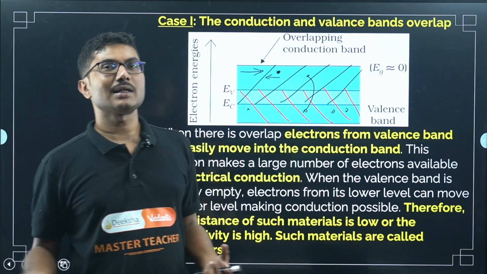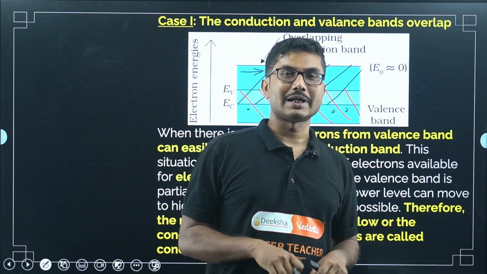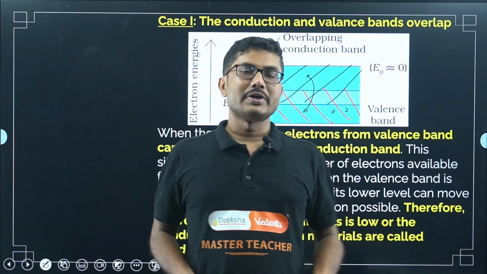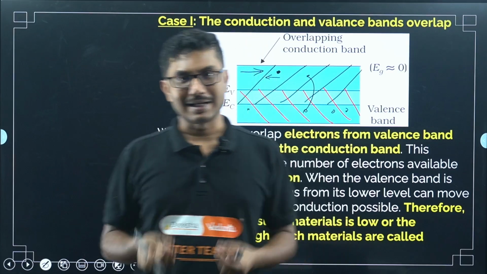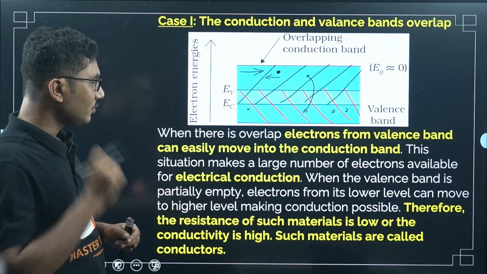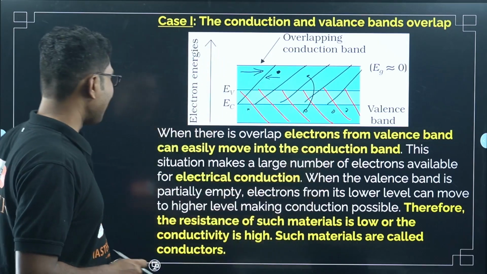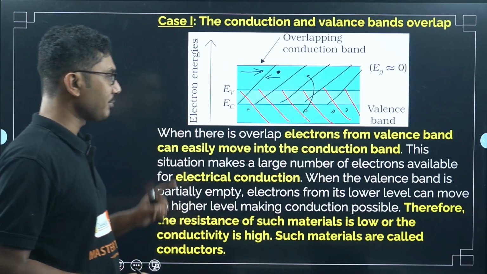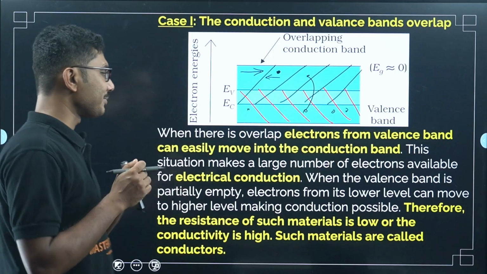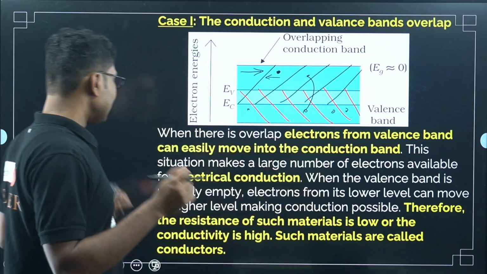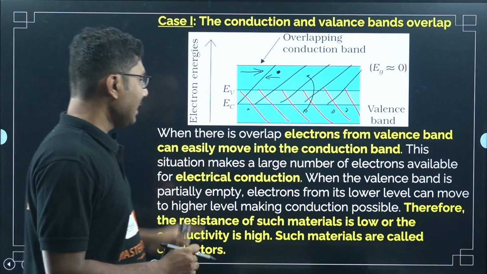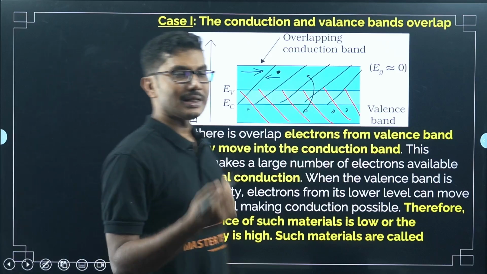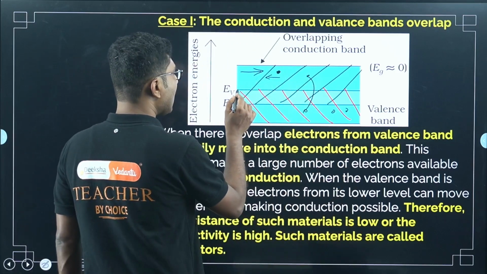Higher the conductivity, more electrons are available to carry current. Lower the conductivity, fewer electrons are available to carry the current. Clear? Now, when the valence band is partially empty, electrons from its lower level can move to the higher level, making conduction possible. Therefore, the resistance of such materials is low or the conductivity is high. Such materials are called conductors. So conductors are basically the materials which have an overlapping of conduction and valence band.